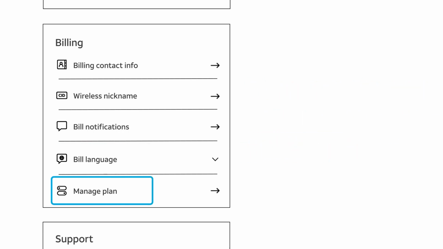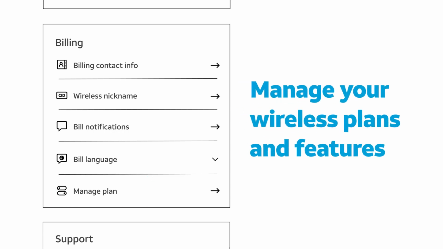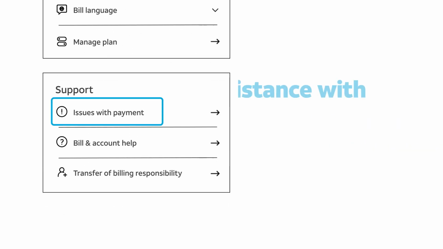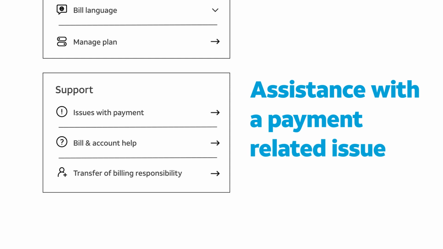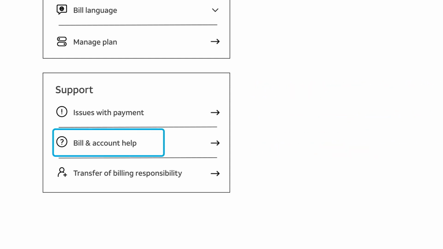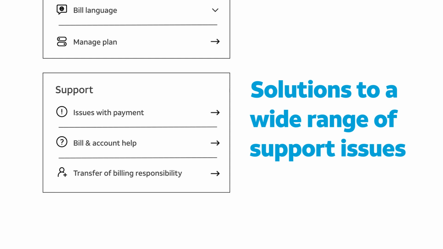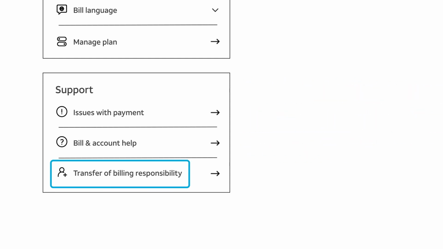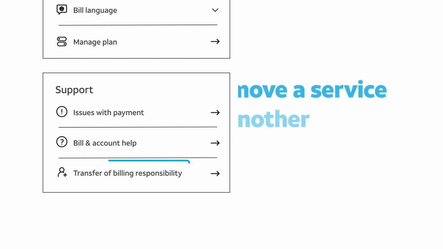If you select Manage Plan, you'll be taken to your My Wireless page, where you can manage your wireless plans and features. And finally, we have your Support section. Choose Issues with Payment if you need assistance with a payment-related issue. Select Bill and Account Help for solutions to a wide range of support issues, including helpful articles and videos. Or select Transfer of Billing Responsibility to move a service to another person.